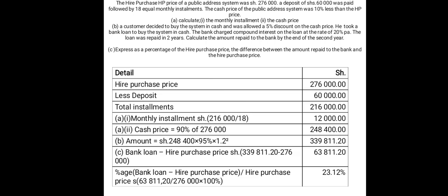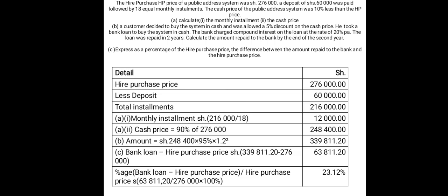Now we shall have the details here. The hire purchase price is 276,000. Now less deposit of 60,000, we have total installments will be 216,000.